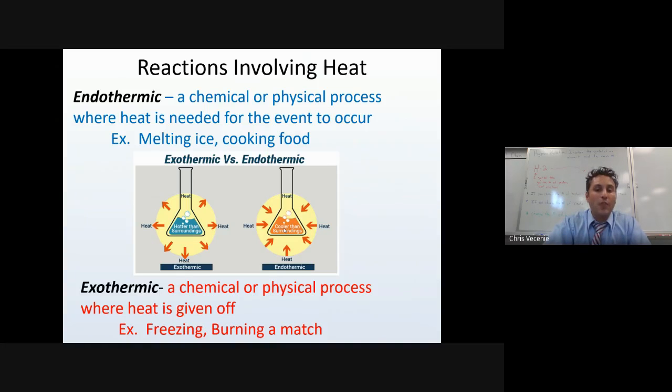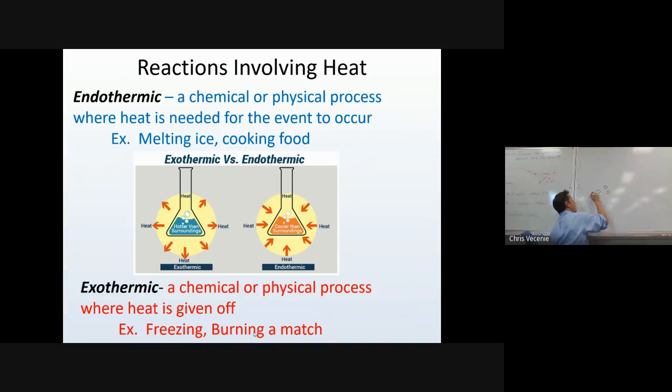All right, so let's start with the exothermic one. Exothermic, the one that makes sense is a match burning. Hey, yeah, that's giving off heat. If I touch it, it's hot. But the process of freezing, you guys associate with being cold. In reality, freezing is exothermic. Heat must be given off, because if you think about your phases, here's my liquid.